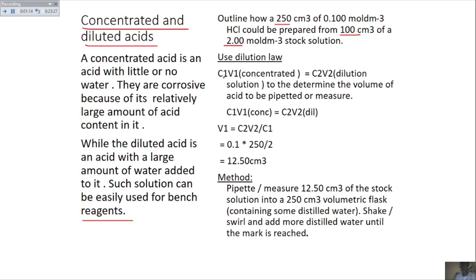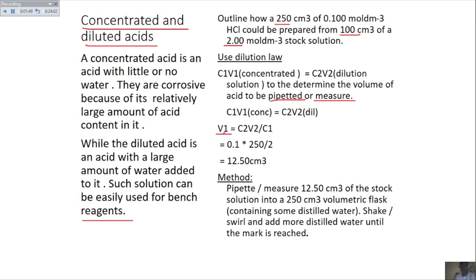C1 is the initial concentration of the concentrated solution. V1 is the initial volume of the concentrated solution, while C2 is the final concentration of the diluted solution, while V2 is the final volume of the diluted solution. Now, to determine the volume of acid to be pipetted or measured, you can use C1V1 of concentrated solution equals C2V2 of diluted solution. Then you make V1 the subject of the formula.